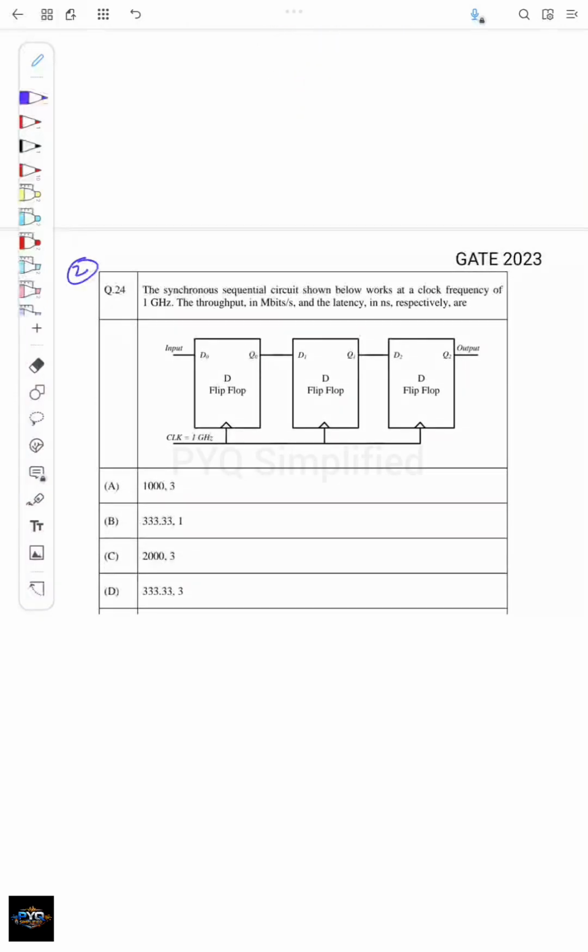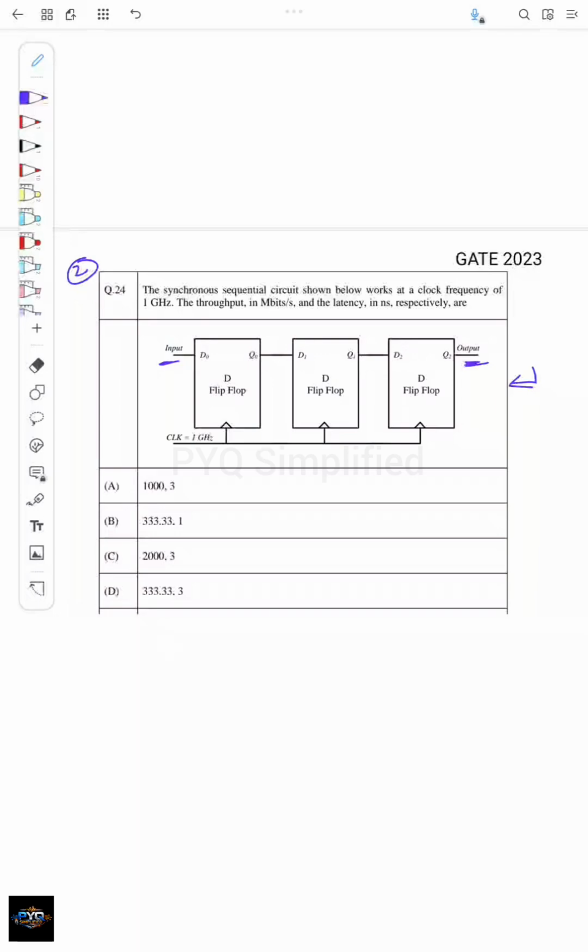This is the second question. Again, this is from GATE 2023. The question is, the synchronous sequential circuit shown below works at a clock frequency of 1 gigahertz. The throughput in megabits per second and latency in nanosecond respectively are. So we have been given a sequential circuit here, and if you can see, this is a serial in, serial out register. This is the input and this is the output. So we need to find the throughput.